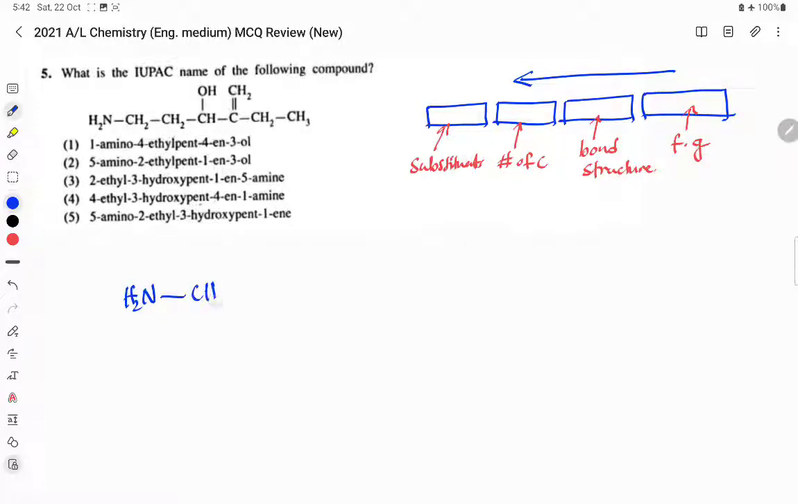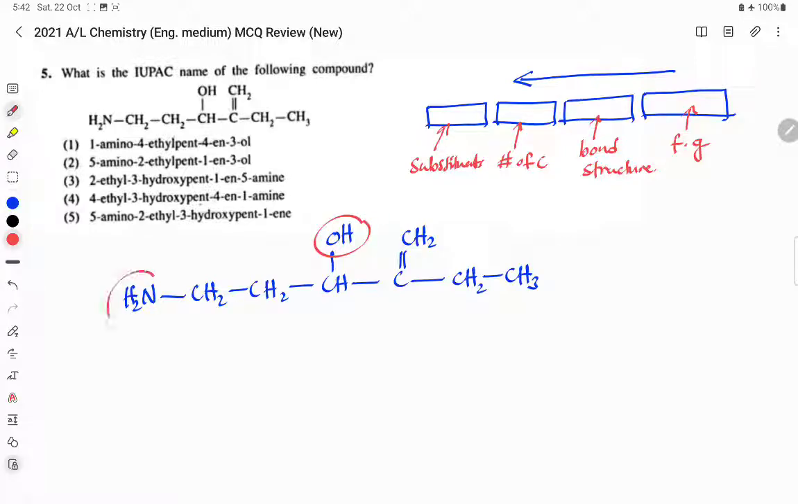H2N, CH2, CH2, CH, OH, C double bond CH2, CH2, CH3. Now there are several functional groups, OH group and NH2 group. You can consider this as a functional group too, but these are the main functional groups. But the priority is greater in the hydroxyl group. Therefore, the main functional group of our compound will be the hydroxyl group.